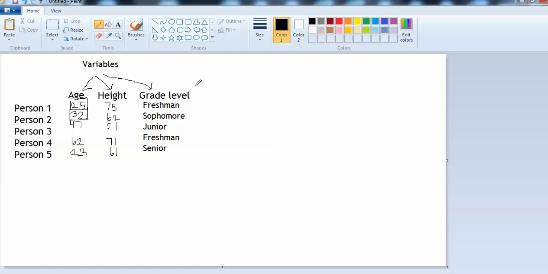So now, what if instead of people, we were recording data from houses again? I said that in this example, each row was a participant, and each column was a variable, and each cell was a data value. But if we weren't recording data from people, meaning if it was house 1, house 2, house 3, then each row would be just an observational unit.